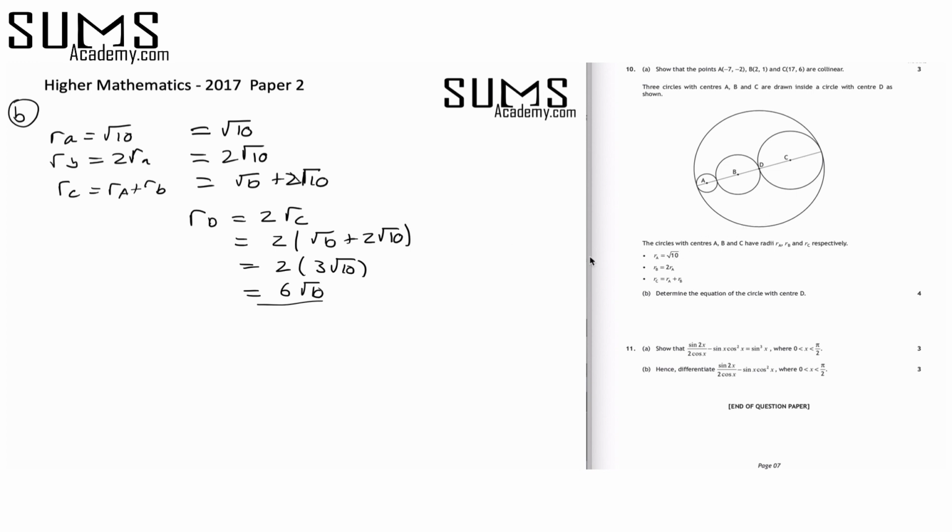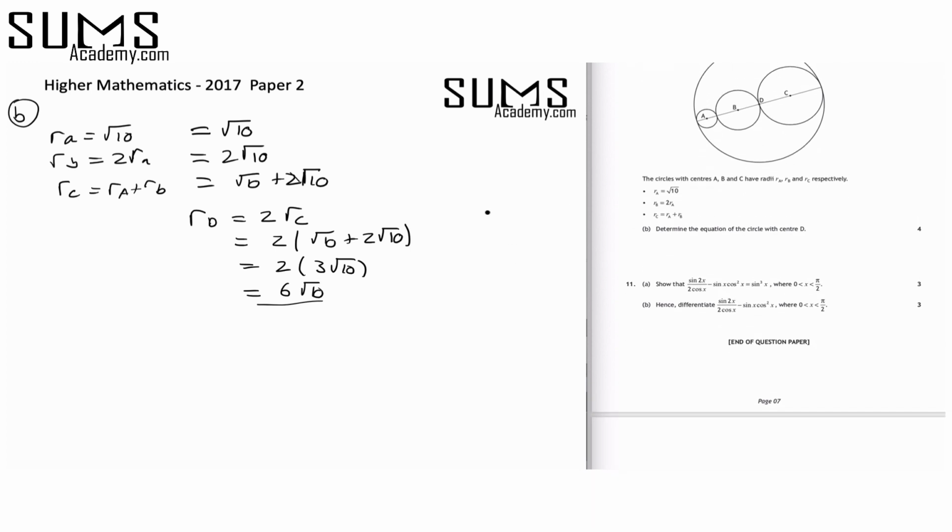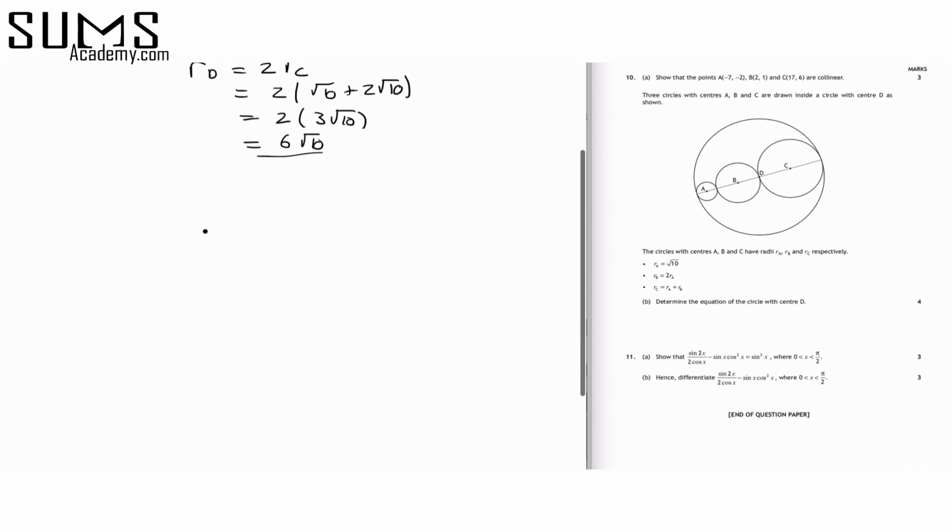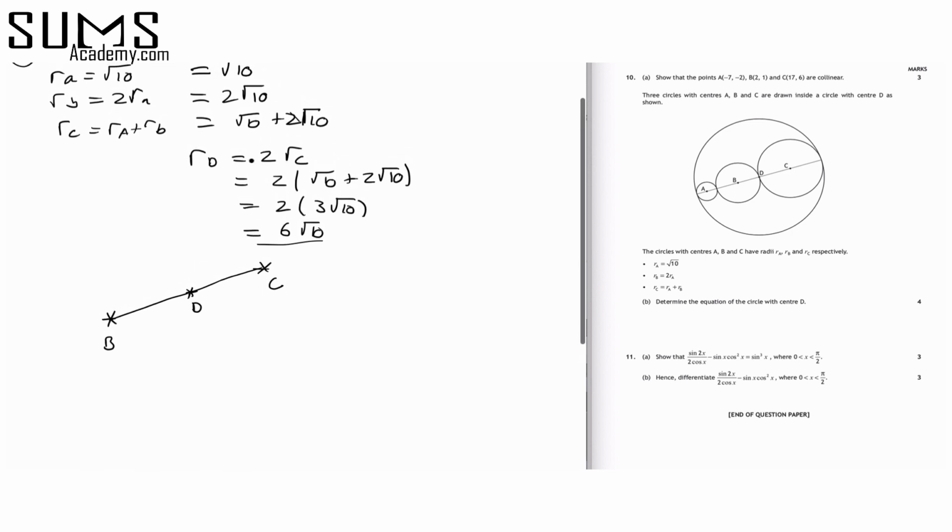So we have the radius now, and all we need to work out is the center. So how do we do that? Well, let's look at the information we have around the center. So we've got a point B here and a point C here, and we have our point D here in the middle. And we know that the length of RC is 3 root 10. I know that the length of B to D is going to be the same as the radius of B, which is 2 root 10.